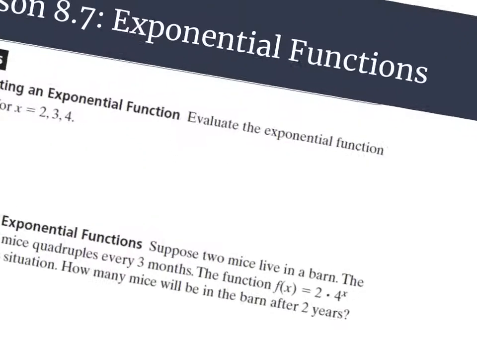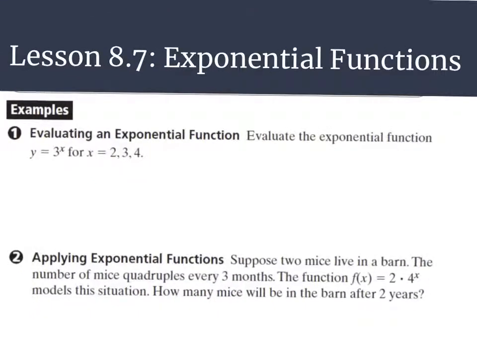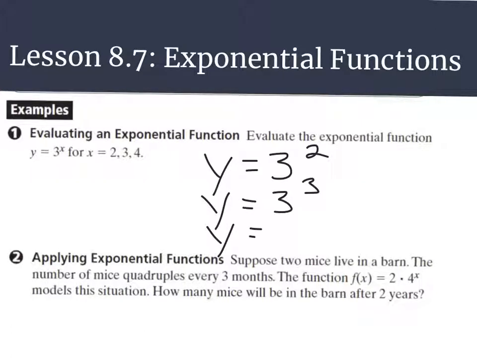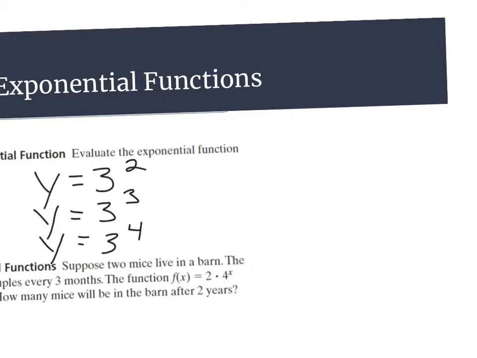So in our first example, we are asked to evaluate this exponential function, which is y equals 3 to the x, okay? And we're going to replace x with 2, 3, and 4. So we have y equals 3 squared, because notice how we replace the x with a 2, and then y equals 3 to the third, and y equals 3 to the fourth. Remember, we have used that f of x as our y.